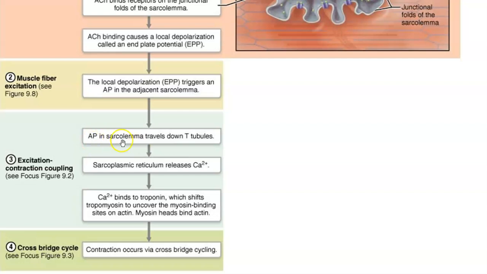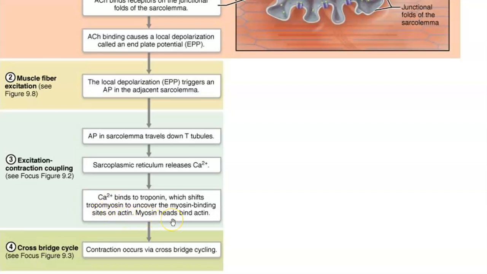Now, once the action potential reaches the T tubules and then the sarcoplasmic reticulum, or the portion of the sarcoplasmic reticulum called the terminal cistern, that is going to release calcium. And those calcium ions, this is going to be the contraction part, are going to bind to the molecule troponin, and that will shift the tropomyosin out of the way so that those active sites on actin are uncovered. I'll show you a picture of that in a minute. But calcium is going to lead to the uncovering of the binding sites on actin.